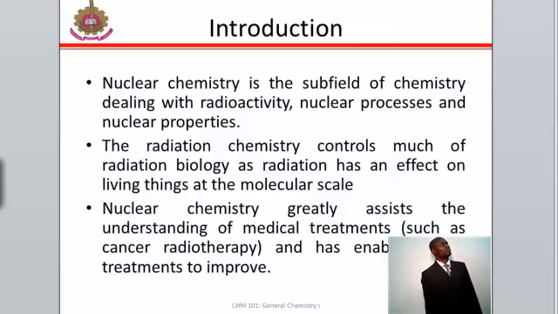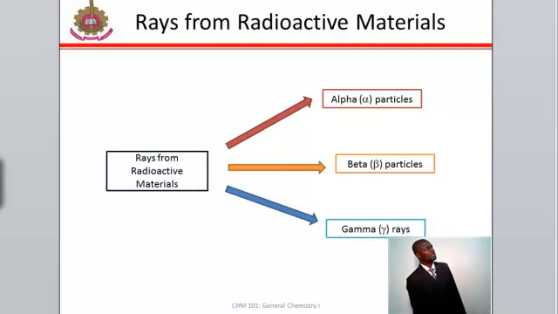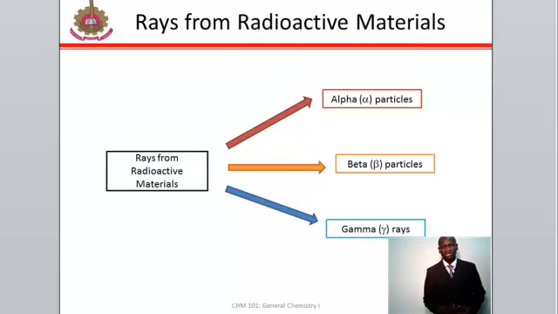Nuclear chemistry is the subfield of chemistry dealing with the rays from radioactive materials. There are 3 different types of rays. We have the alpha particles, the beta particles, and the gamma particles.